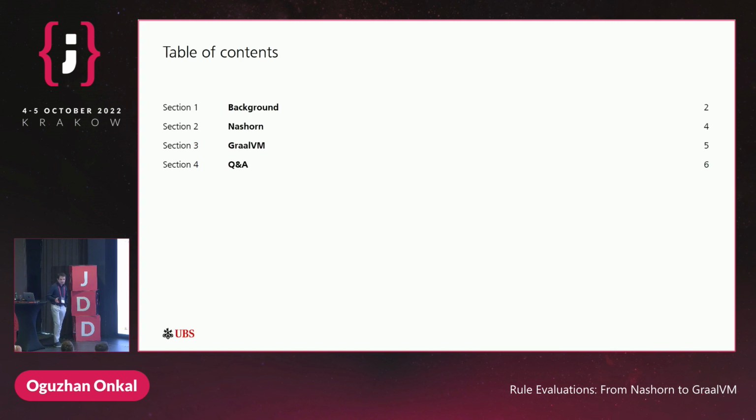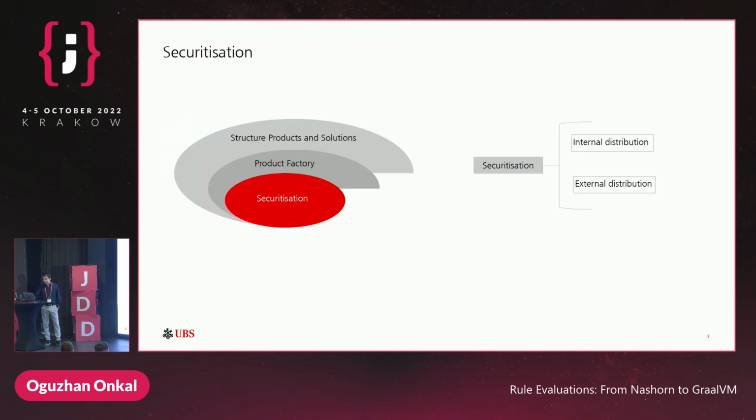I'll just start with giving you a background, and hopefully this will give some use case for why I was involved in this topic, rule engine. And then we'll look at the Nashorn built-in JavaScript engine in Java 8, and then we'll look at GraalVM, and after that I will try to summarize and give some tips and hints on how we can migrate from Nashorn to GraalVM. So let's start with the background.